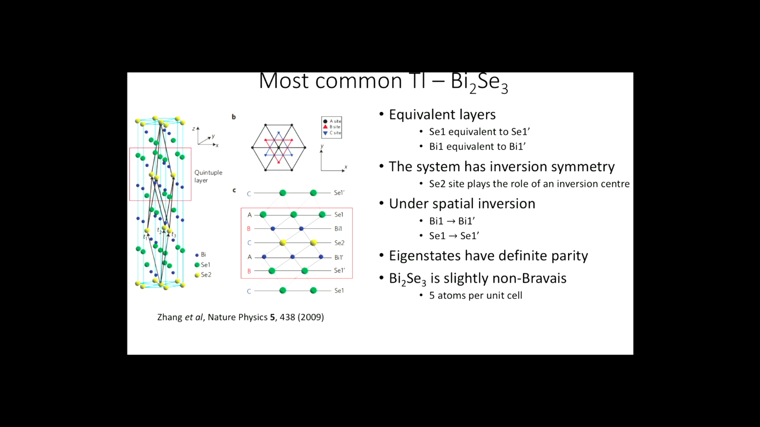So when you apply the spatial inversion operator, you map bismuth 1 into bismuth 1 prime, selenium 1 into selenium 1 prime. Because you have inversion, the eigenstates have definite parity, right? Why am I doing this? Inversion symmetry is important for a number of things that I'm going to say from now on.